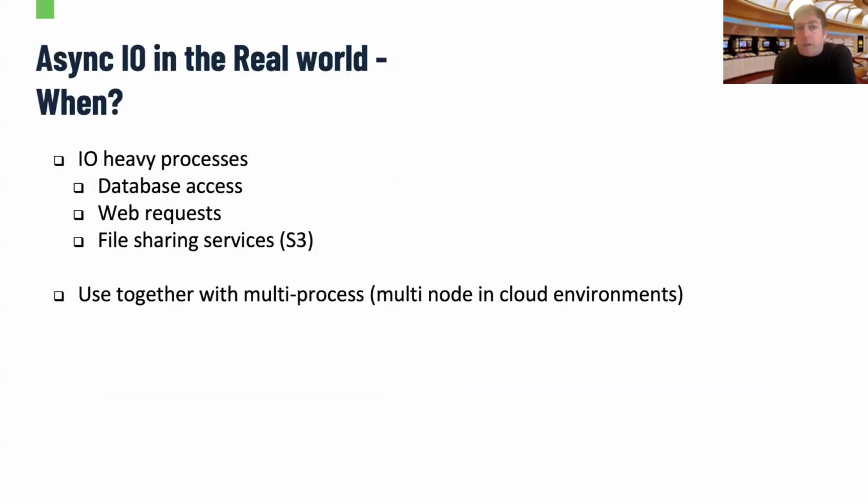So what do we want to do with Async IO in the real world? We want to use it for handling multiple heavy IO processes, like maybe database accesses, multiple web requests, file sharing, or accessing many IO components at the same time. And you can always use Async IO with multiple processes. In a cloud application, you can have multiple pods, but you can also run it on multiple processes and use multiple CPUs if needed.